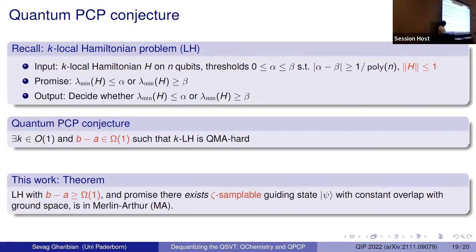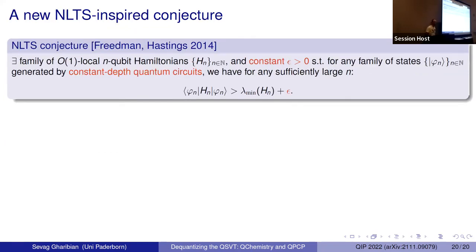Okay? And so obviously there's a big if here, if there's a good guiding state, right? Nobody expects this thing to exist. So when you don't expect something to exist, but you can't prove it, what do you do? Well, you come up with a conjecture, right? Sorry, I don't know if you guys can see the title. Okay, anyway, so we're going to blatantly copy the NLTS conjecture of Freedman and Hastings.